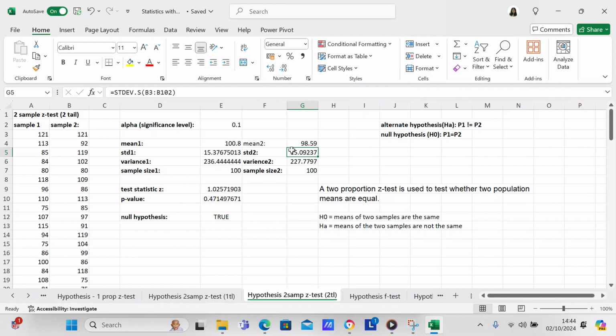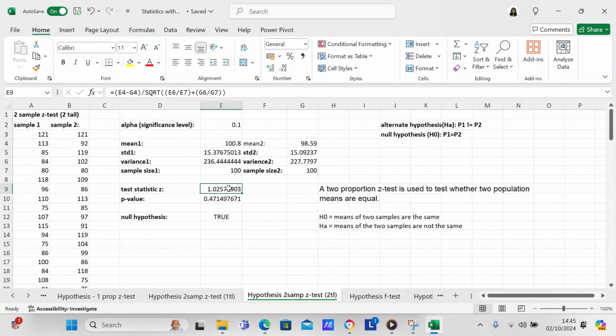It can be a .P, which means it's checking the population, and .S, which means it's checking the sample. Ideally, the sample is going to be less than the population. So for variance 1, we're checking the sample, so equals VAR.S, A3 to A102. And then variance 2 is equals VAR.S, B3 to B102. Then sample size 1, we're using the count: COUNT, A3 to A102, and then sample size 2 is COUNT, B3 to B102.